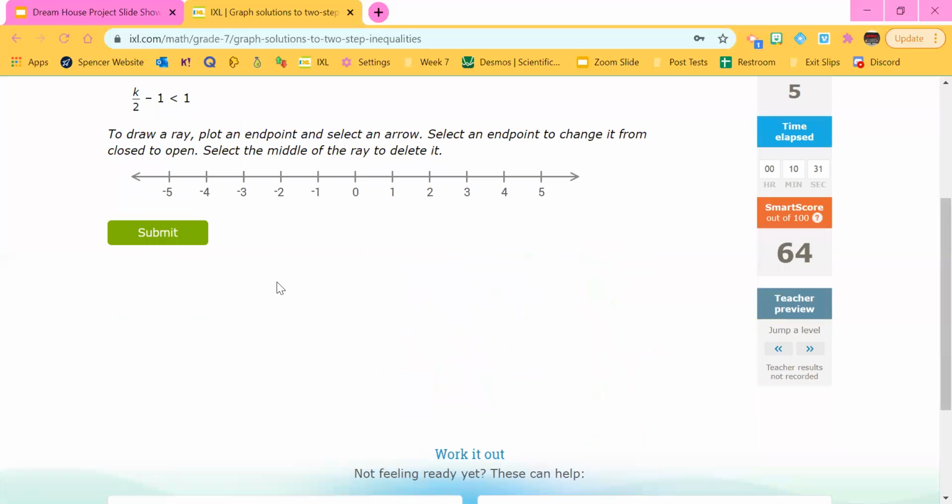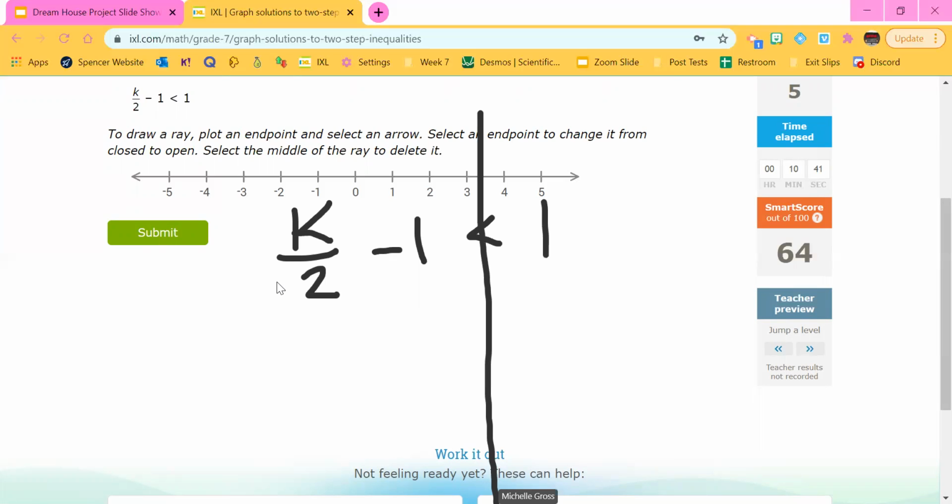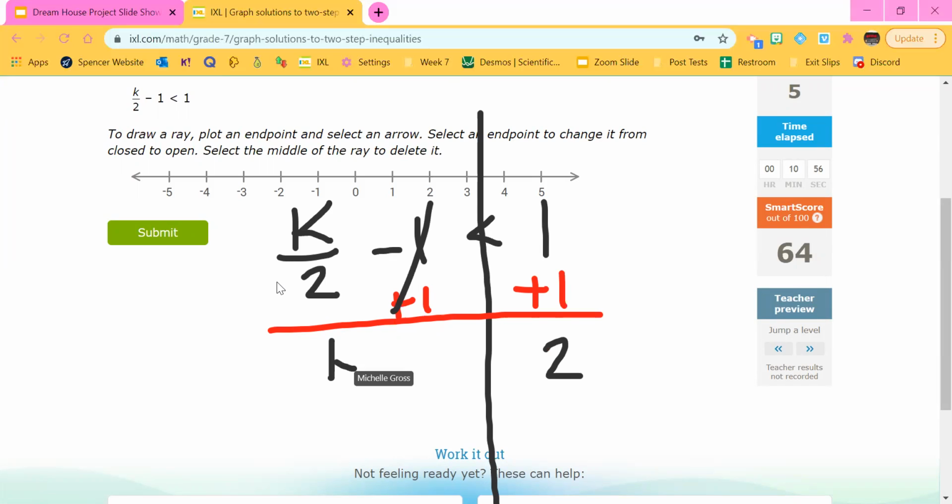All right, so k over 2 minus 1 is less than 1. Keep them separate. So I'm going to get rid of my constant, plus 1, and that cancels it out. And 1 plus 1 is 2, and k divided by 2 is less than 2.